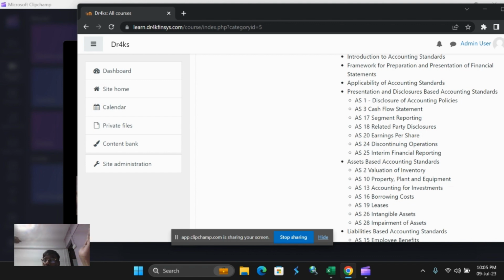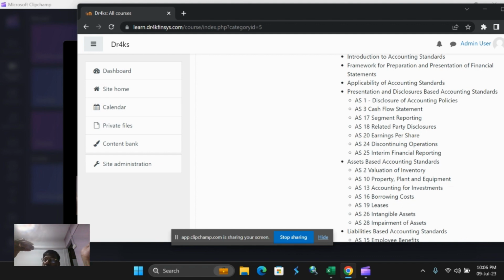Then the next one is on related party disclosures. You know, sometimes it may not be avoidable that the business entity has transactions with parties who are very closely related. One of the directors of a particular business entity may have another business, and this business entity might be having transactions with the other business entity. So this kind of transactions are called related party transactions. In case of related party transactions, the business entity needs to provide information whether those transactions have taken place in the best interest of the business.